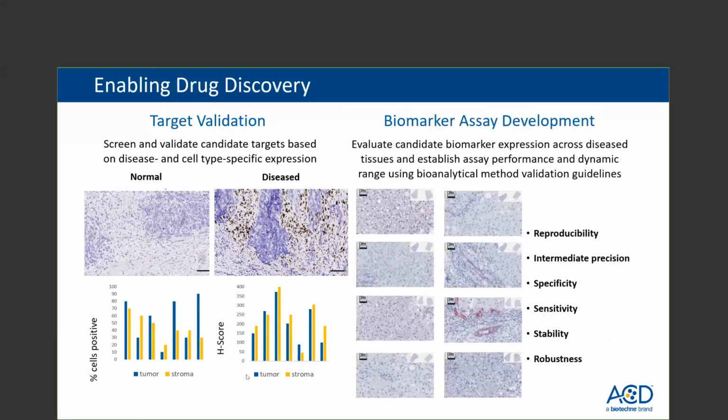We can also be of help with biomarker assay development and have routinely done studies to evaluate candidate biomarker expression across diseased tissues and establish assay performance, as well as dynamic range using bioanalytical method validation guidelines. We can help with reproducibility, intermediate precision, specificity and sensitivity studies, as well as detecting the stability and robustness of the assay for this target.